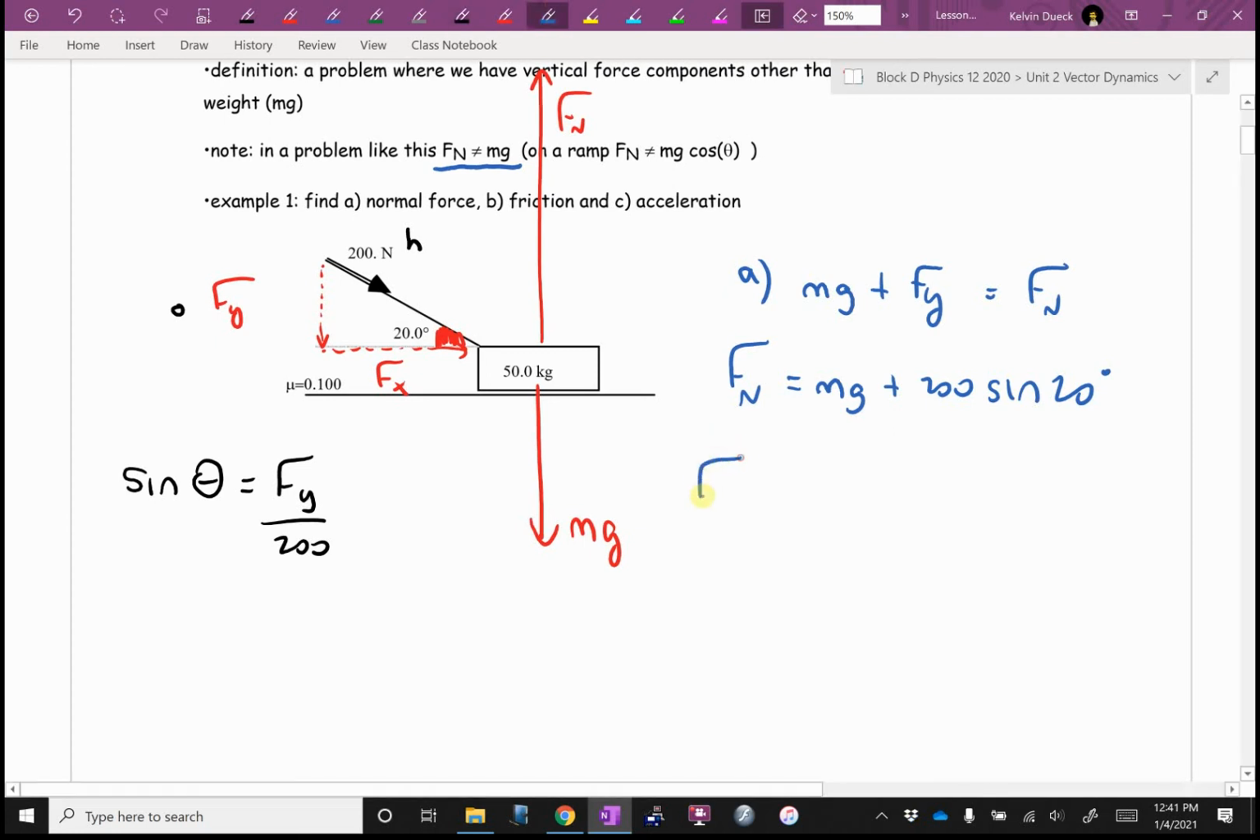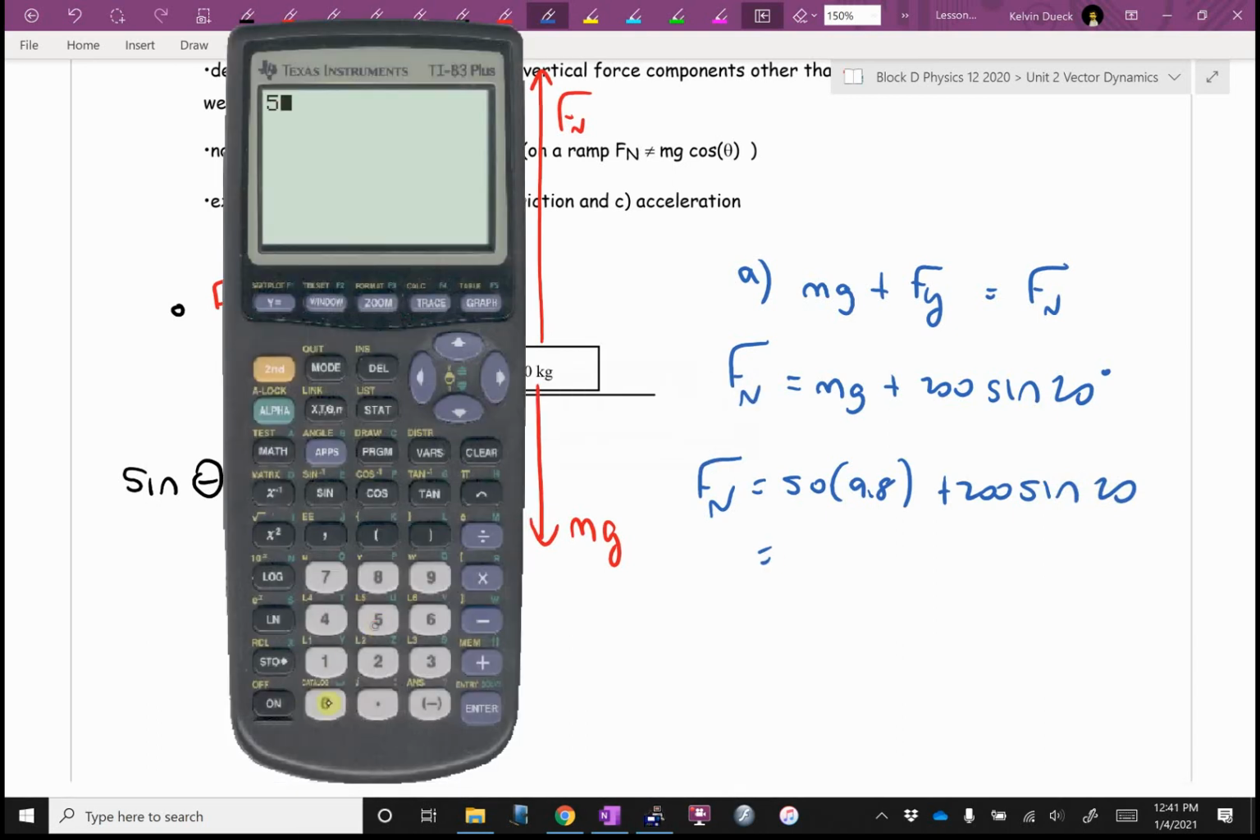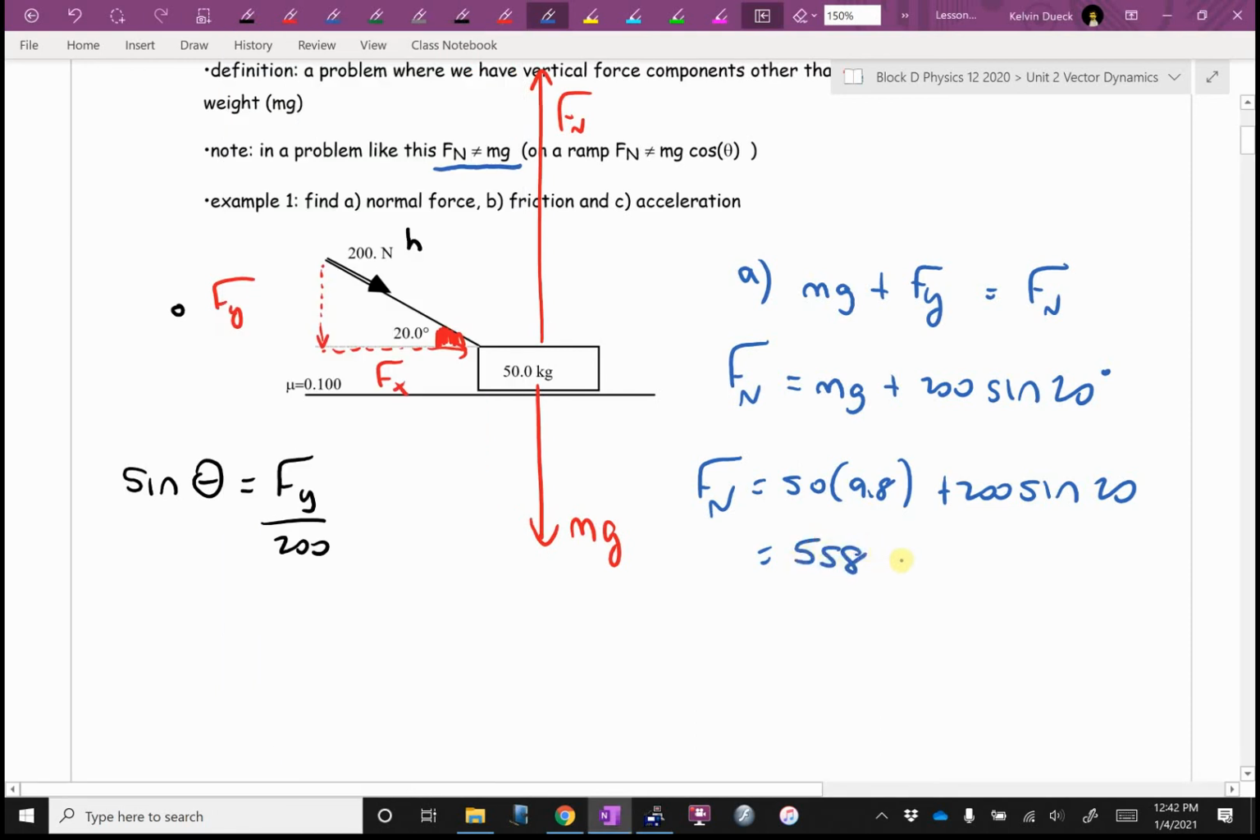Anyways, let's crunch the numbers. The normal force is going to be 50 times 9.8 plus 200 sine 20. Oh, I'm missing a 2. You get 558.404, blah, blah, blah. Okay. By far, the trickiest part of lawnmower questions is figuring out the normal force.